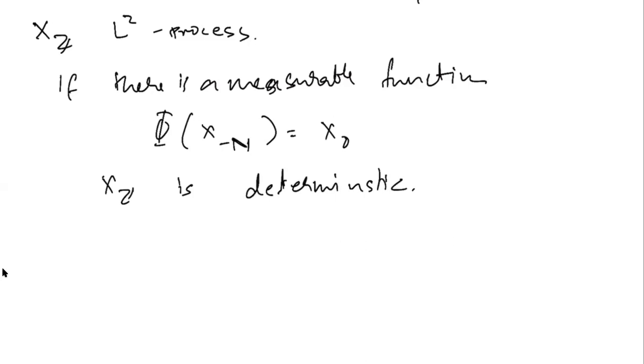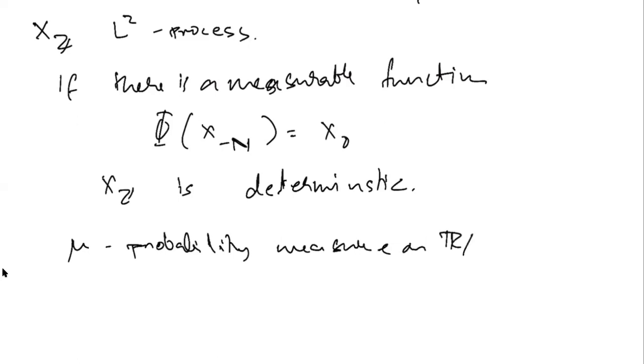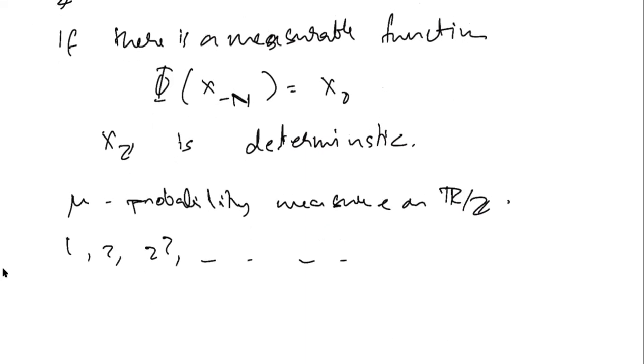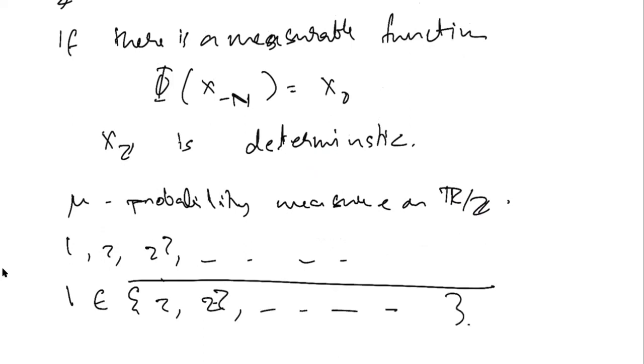So it turns out this is related to the following question, which you might be familiar with. Take a measure mu, a probability measure on R mod Z, and we will look at the polynomials 1, z, z squared, and so forth. The question which we want to ask is the following: does 1 belong to the closed linear span of z, z squared, and so on? This is the question which we want to ask. Is the question clear?